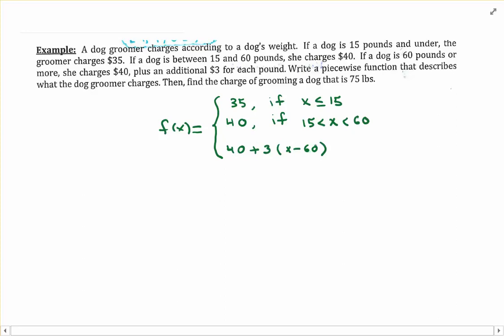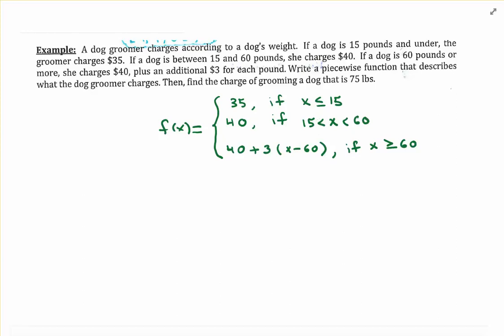And in terms of the total charge, it'd be $40 plus 3 times however many excess pounds there are. And so this is the third and final rule, and of course this applies if the dog weighs 60 pounds or more. So in an inequality fashion, that's x is greater than or equal to 60. And this is our piecewise function that applies to the story problem here.